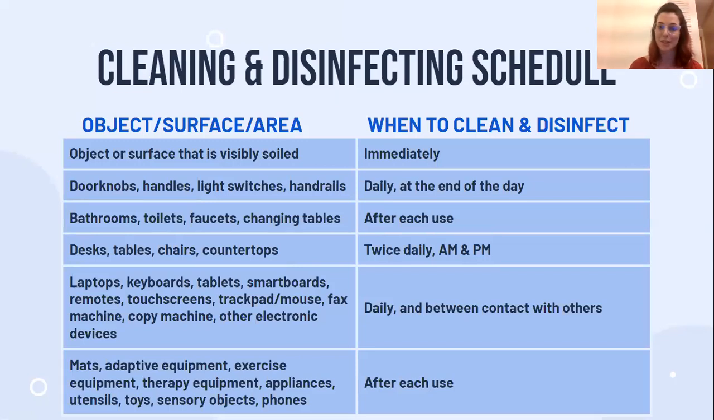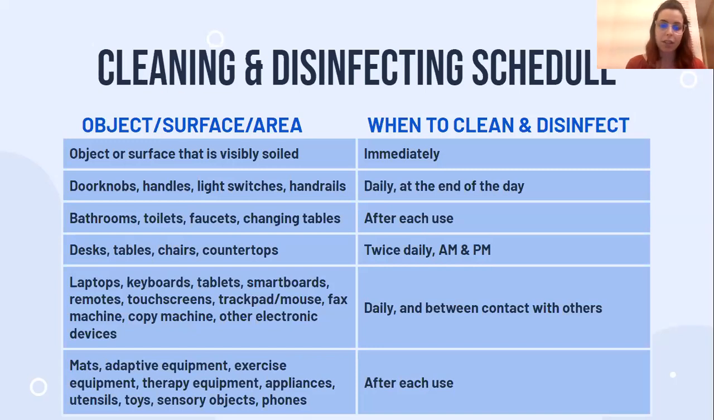So when should you clean and disinfect these surfaces? Again, dependent on the object, surface, area, and the need or the soiling of that item. An object or surface that is visibly soiled should be cleaned and disinfected immediately. Doorknobs, handles, light switches, handrails, things that are touched periodically throughout the school day should be cleaned and disinfected daily at the end of the school day.